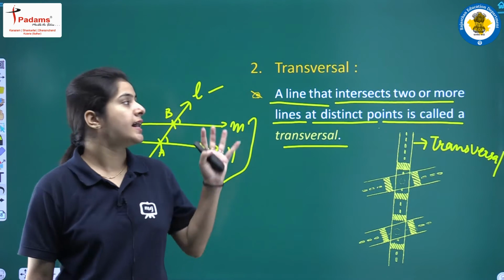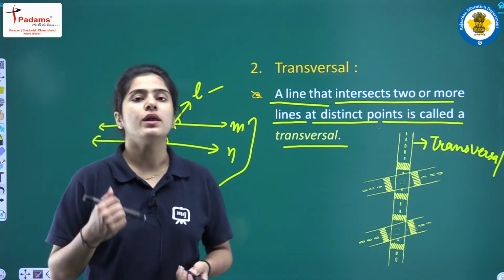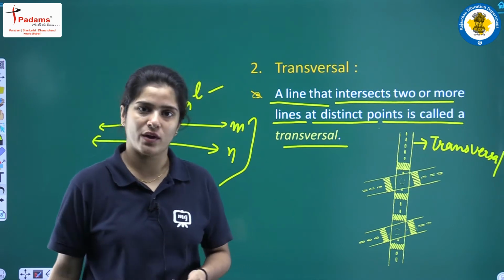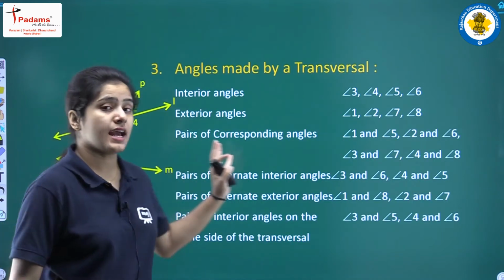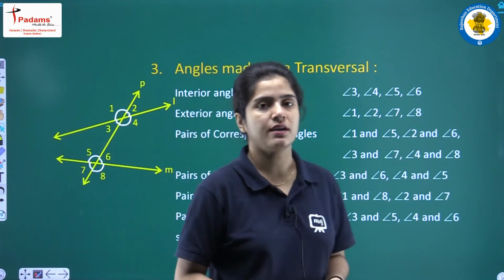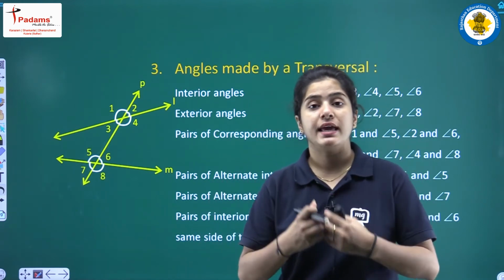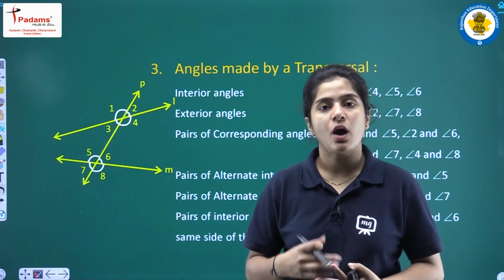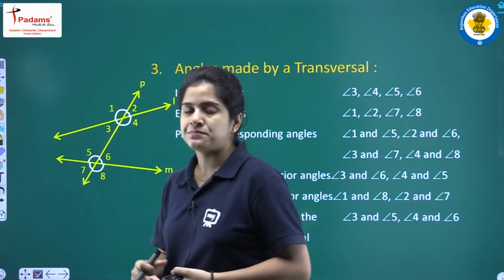Okay, students, this is all about the transversal. Now we'll be talking about a new concept based upon this transversal. Alright, students, have a look at the transversal. What do you mean by transversal angles? When a transversal makes a number of angles with the lines. So now we'll be talking about the angles made by a transversal.